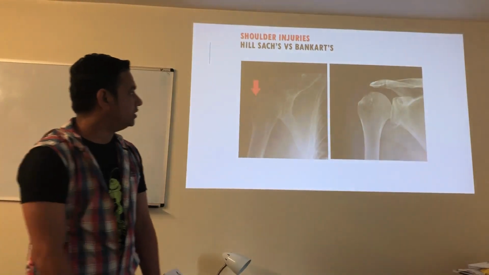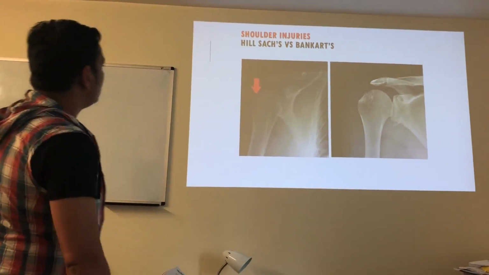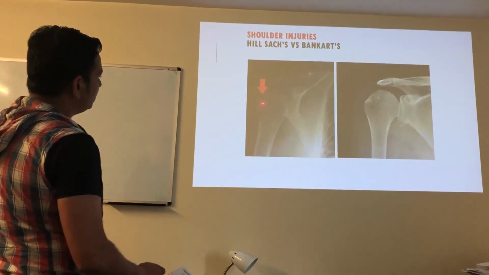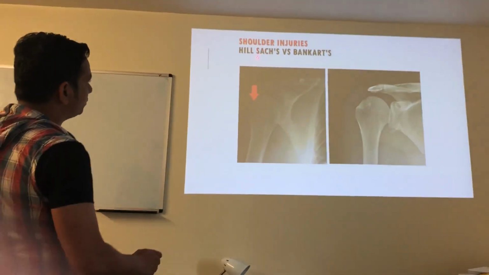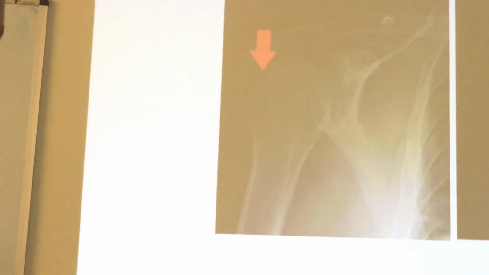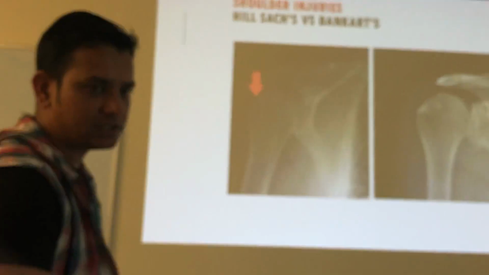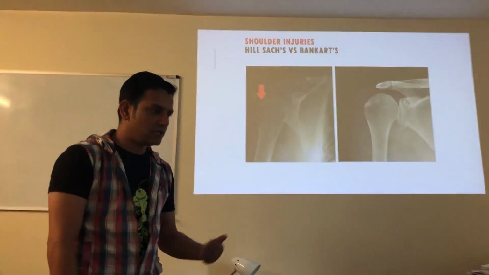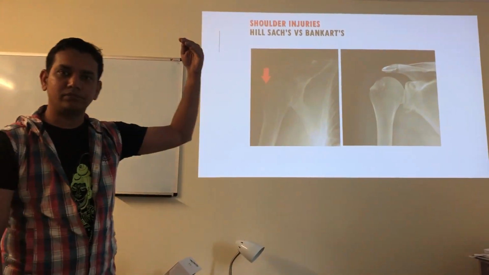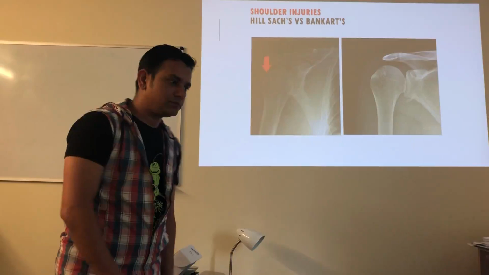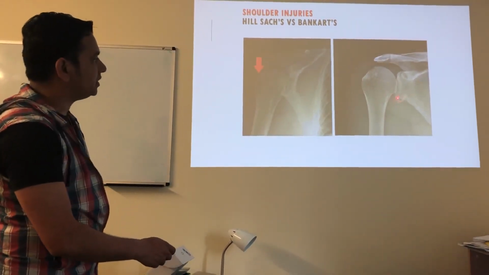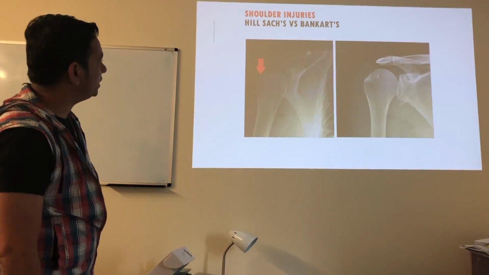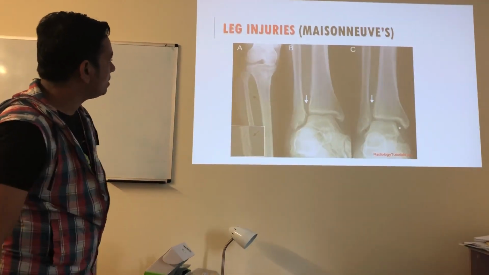Now we'll go to shoulder. What they have shown is some lesion over here, a chip fracture, which is called Hill-Sachs, and a chip fracture, which is Bankart's. We have already studied this. How do you remember? Hill is on the top and the river bank is at the bottom. So that's your avulsion of the glenoid labrum and that's your avulsion fracture of the greater tuberosity.